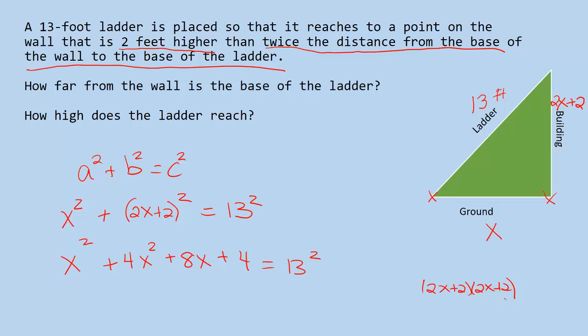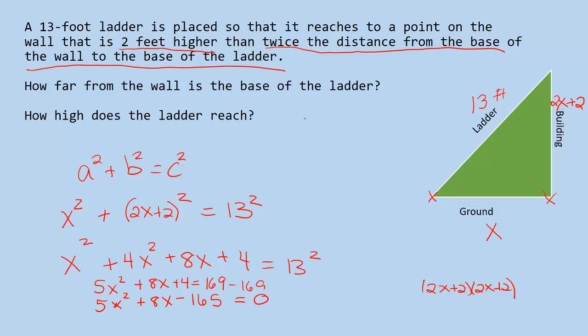So now we're going to continue on with our simplification. We have 5x squared plus 8x plus 4 equals 169. We need to move everything over to the left so we can get it equal to 0 in order to solve. So I'm going to subtract 169 from both sides, and 4 minus 169 is minus 165, and that is equal to 0. At this point, if we can see if this factors, or if we're not sure, we can always use the quadratic formula.